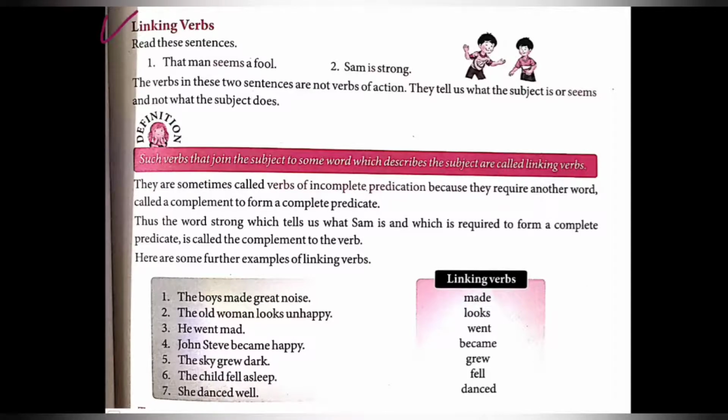So here, this is the linking verb which joins the subject with some other part of the sentence. So the verbs in these sentences are not verbs of action. They tell us what the subject is or seems and not what the subject does.